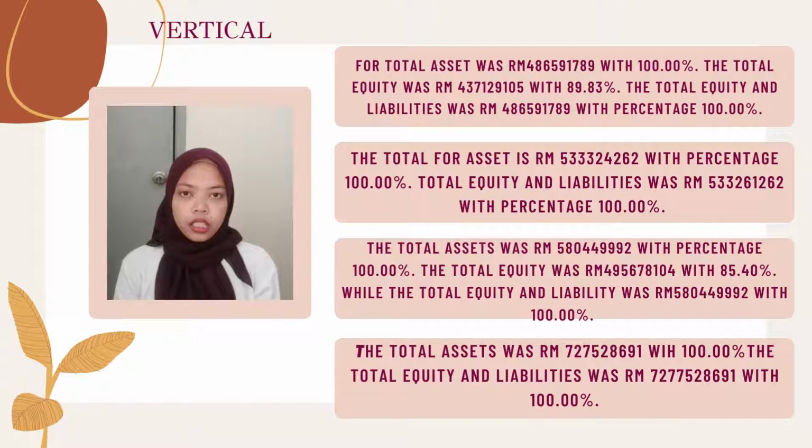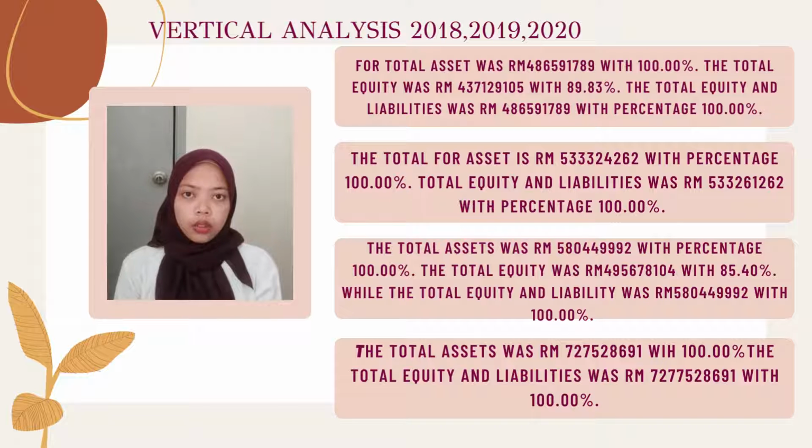Next, for vertical analysis, in 2018, the total asset was 100%, the total equity was 89.83%, and the total equity and liability was 100%. In 2019, the total asset was 100% and the total equity and liabilities were 100%. In 2020, the total assets were 100%. The total equity was 85.40%, while the total equity and liability was 100%. In 2021, the total assets was 100%. The total equity and liabilities was 100%.